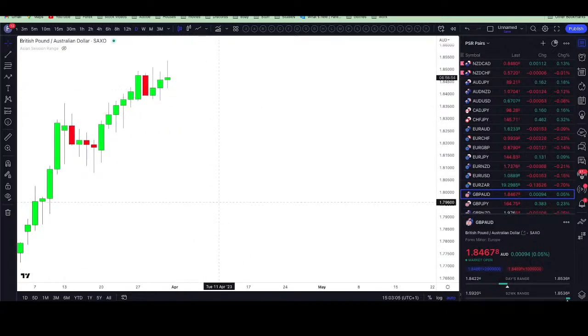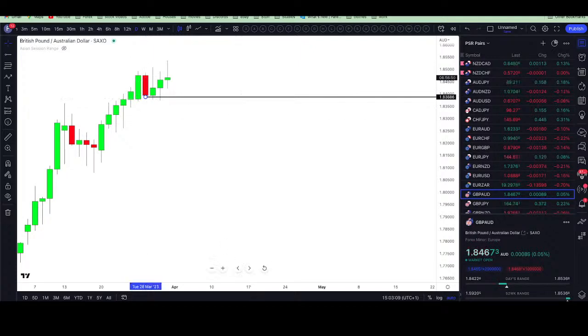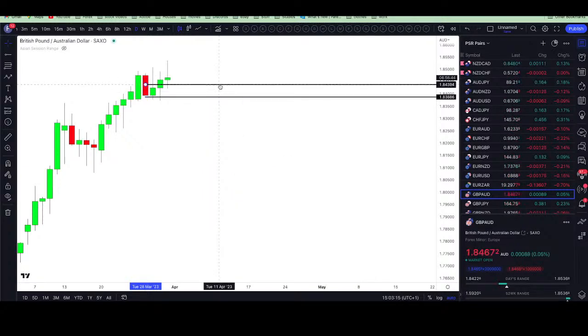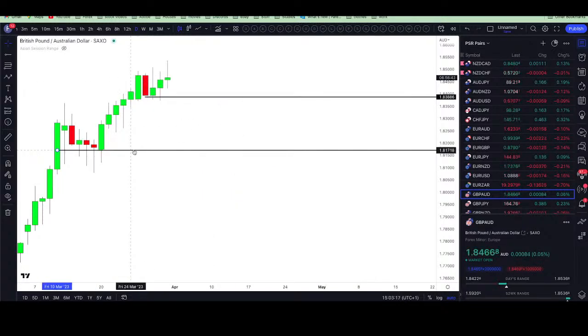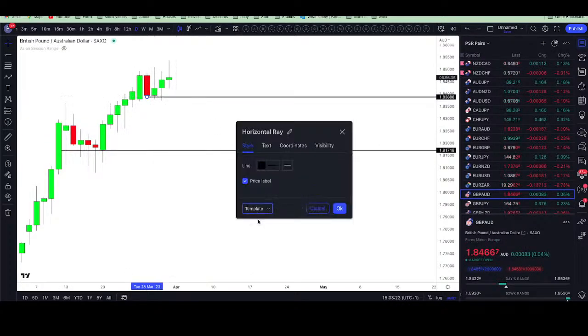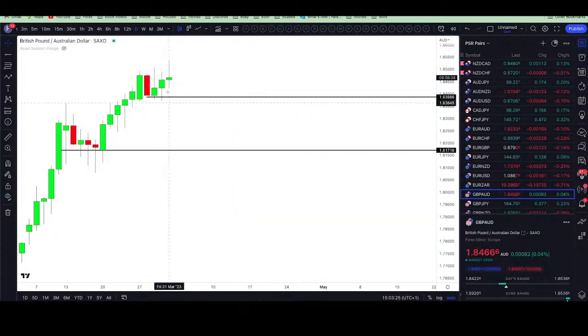Yep, so we've got a break of structure level over here, and we've got a break of structure level over here as well. Right now, GBPUSD's break of structure level is here, so we need it to break structure down here. Basically, we need it to break this level here before we start looking for our pullback sell trades.